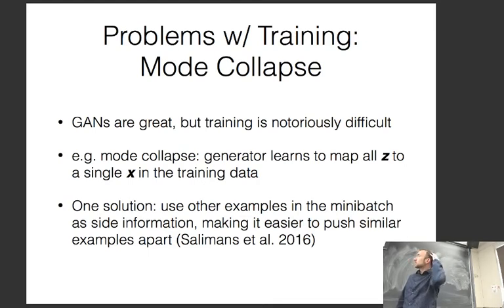So there are ways to prevent this. One solution is basically you can use the other elements in a mini batch as side information for the discriminator. What this allows you to do is look at the other generated elements, and if it starts generating things that all look the same, the discriminator will be able to say, wait, all of these look the same. They must all be fake. And that helps prevent it from generating the same sentence or image all the time.